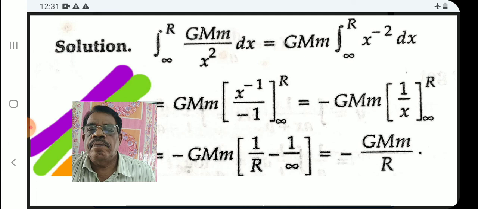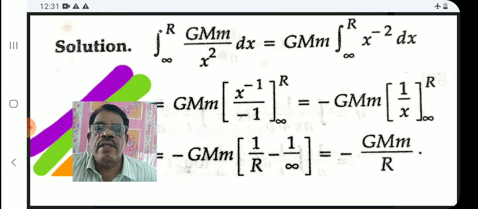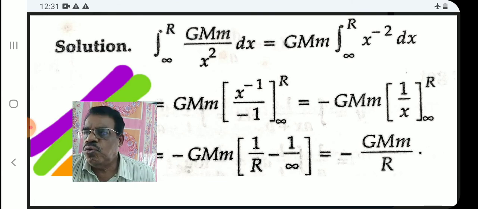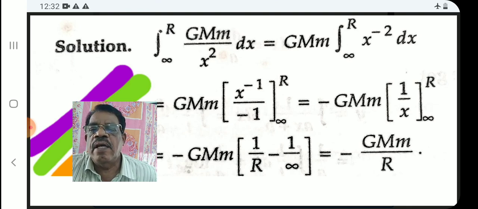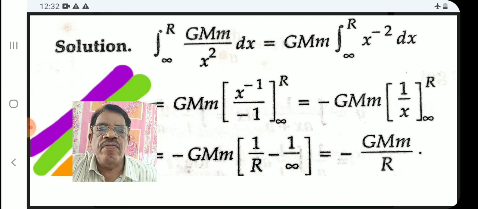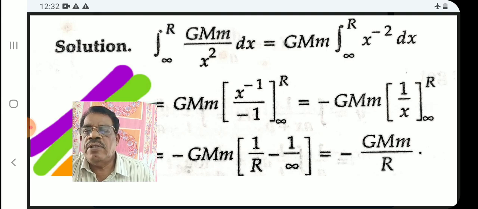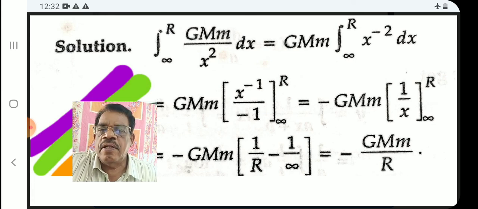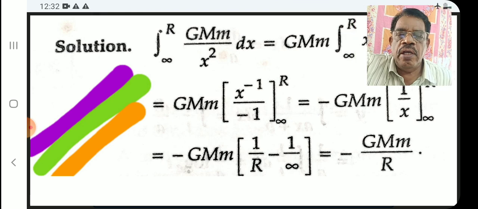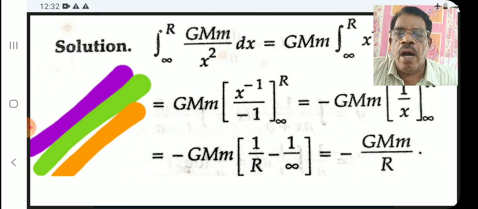That is GMm. Inside bracket is x raised to minus 1 by minus 1. That is the integral of x raised to minus 2, x raised to n plus 1 by n plus 1, from infinity to r, is equal to minus GMm. Minus sign is taken out. 1 by x from infinity to r is equal to minus GMm, 1 by r minus 1 by infinity. 1 by infinity is 0. Then you multiply, we get the integral equal to minus GMm by r.